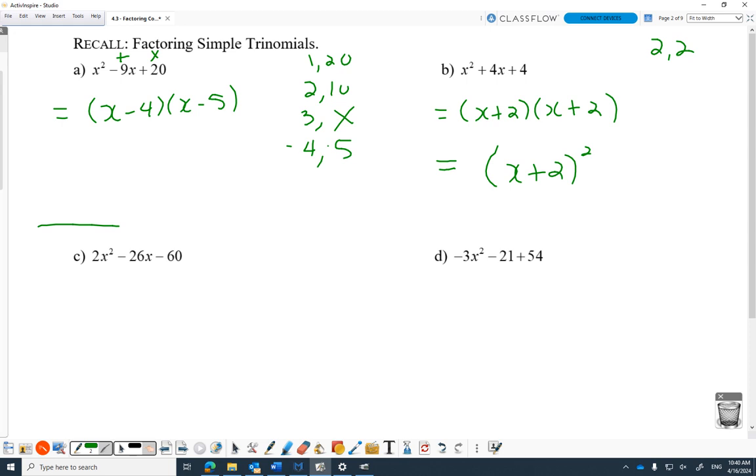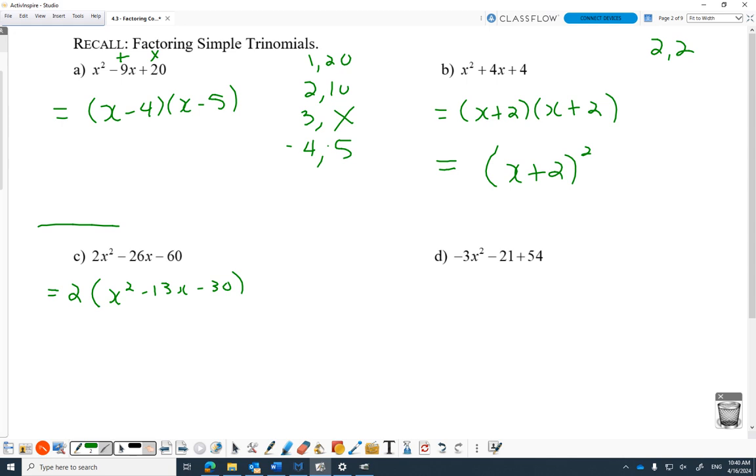Look for a common factor first. Mostly because it'll get the number smaller. Why don't we, if we're going to have to do this, let's at least do it with the smallest numbers we can. Is there a common factor to 2, 26, and 60? 2 is easy to find when you're looking for 2. 3 is not quite so easy. But when you're looking for 2, even numbers, 2 is always going to go. So I common factor out a 2. And when I divide each of these by 2, I get x squared minus 13x minus 30. And then I have my simple trinomial.